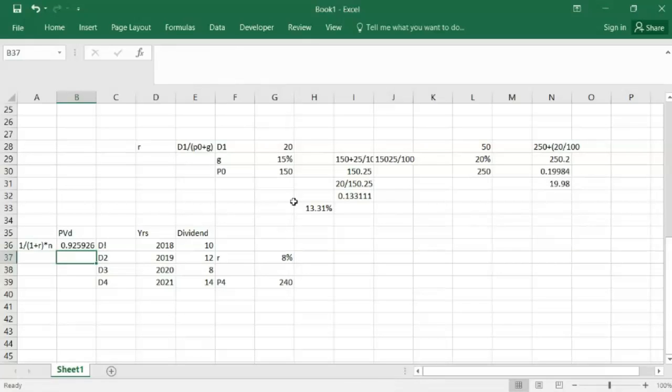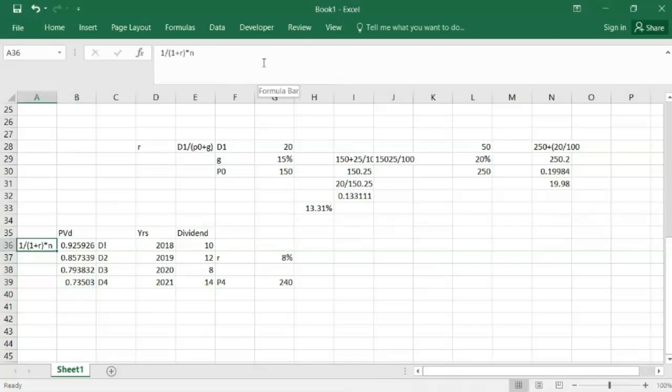0.925 is the discounting factor for the first year. In a similar way, I'm going to calculate the discounting factor for the second year, third year, and fourth year. So the discount factors for the second, third, and fourth years are calculated. I have used the formula 1 divided by (1 plus r) to the power n for this particular purpose.